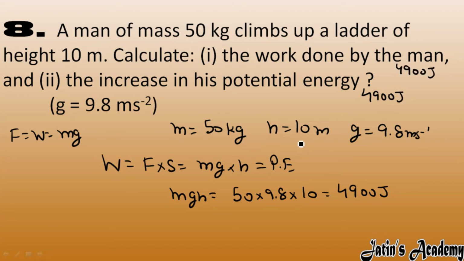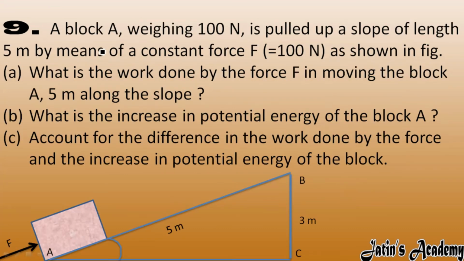Clear? Next we have a block weighing 100 Newton pulled up a slope of length 5 meter by means of a constant force of 100 Newton as shown in figure. What is the work done by the force in moving the block 5 meter along the slope? Second part, what is the increase in the potential energy of the block, and third, we have to account for the difference between the work done in the first part and the increase in the potential energy we have calculated in the second part.